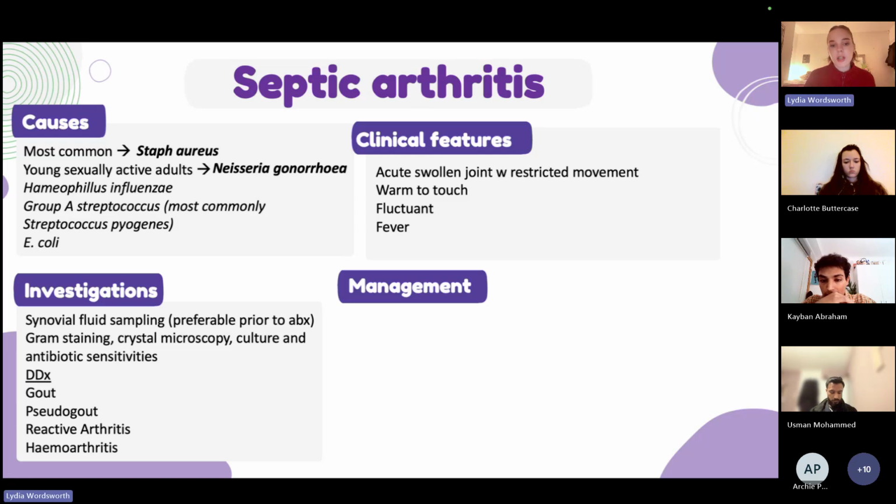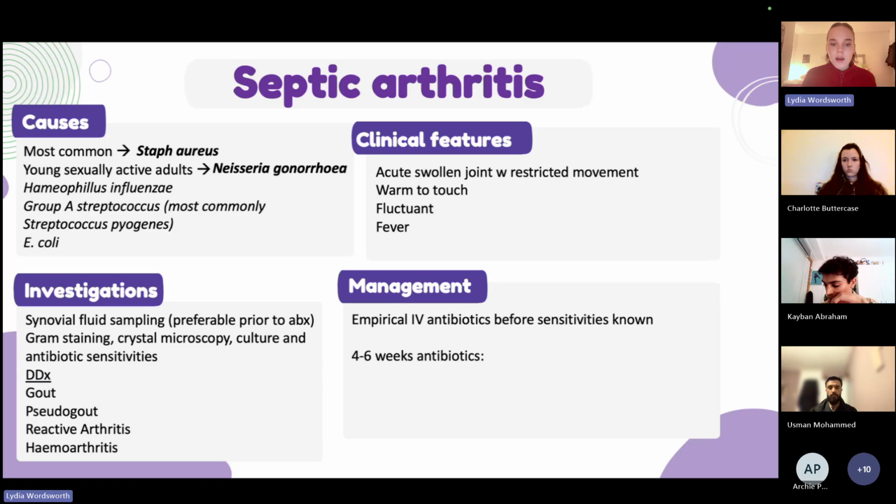Okay, and then to manage septic arthritis, you always want to give empirical IV antibiotics before you know the sensitivities, but again, ideally sample the fluid, or aspirate the joint, before you give antibiotics. Sometimes it's not possible to do this though. So you give 4 to 6 weeks of antibiotics.